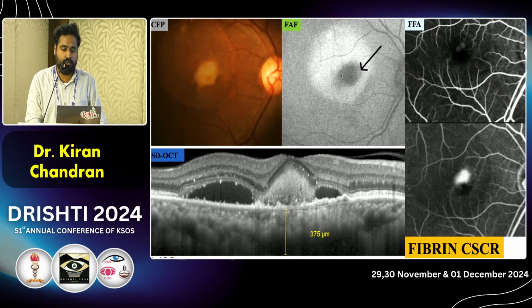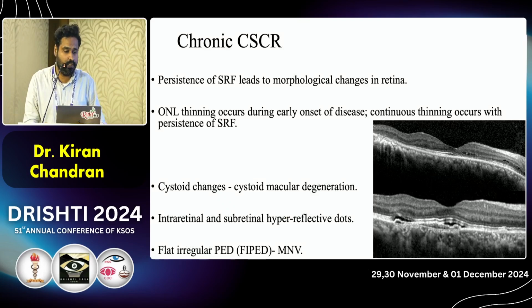FAF shows hypoautofluorescence corresponding to the lesion due to masking of the background autofluorescence. On fundus fluorescein angiography, you get an ink blot pattern of leak, which is very obvious in the late frames. On SD-OCT, subretinal fluid is seen with subretinal hyperreflective material corresponding to that yellowish lesion clinically. All these features give an idea that the patient has an element of fibrinous component of CSCR.